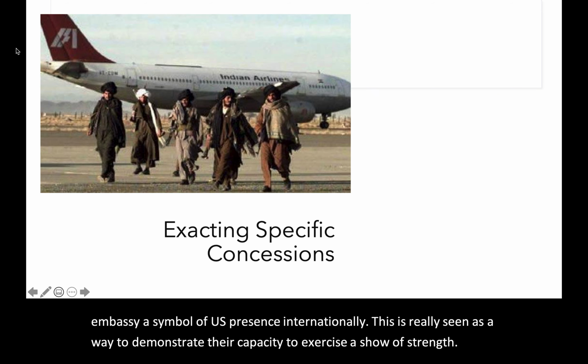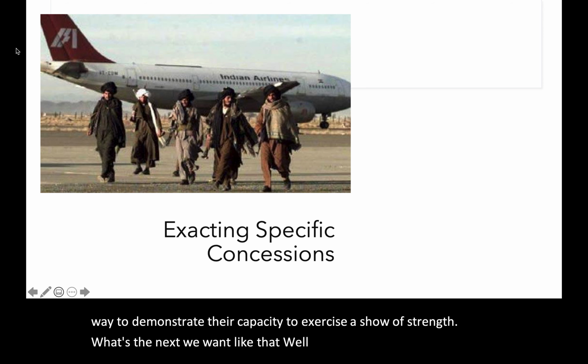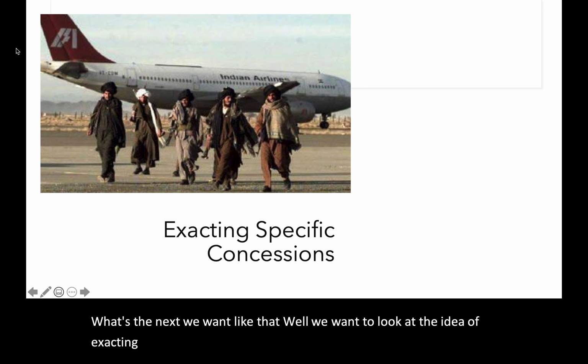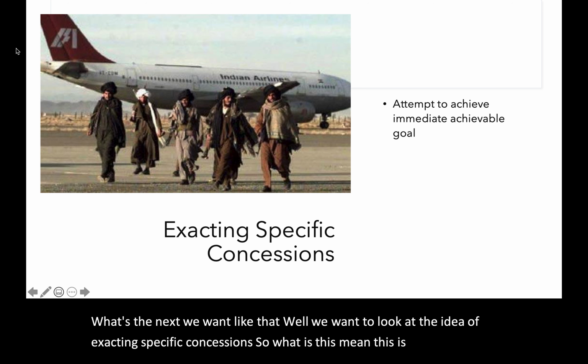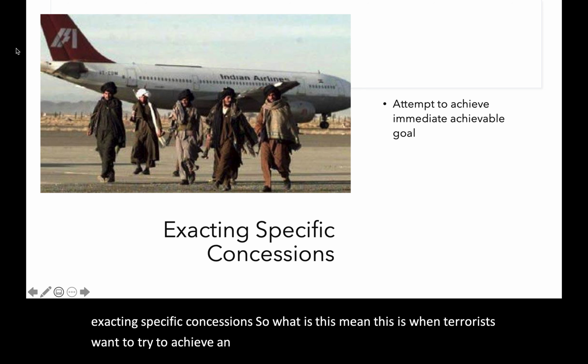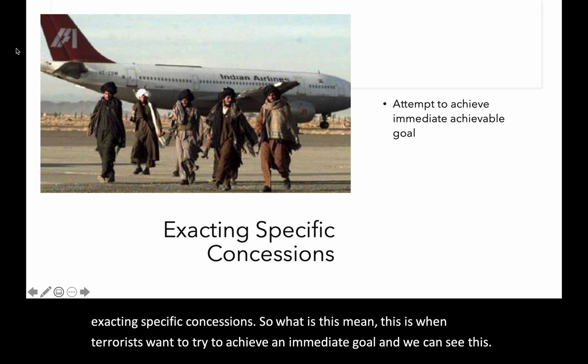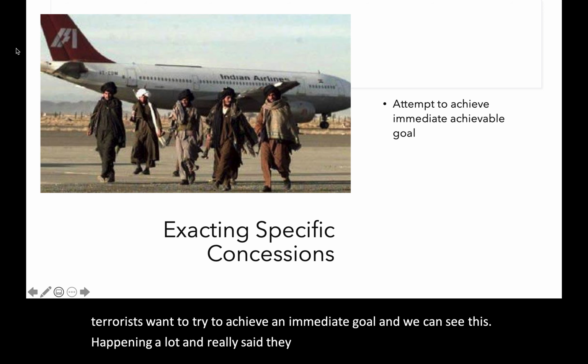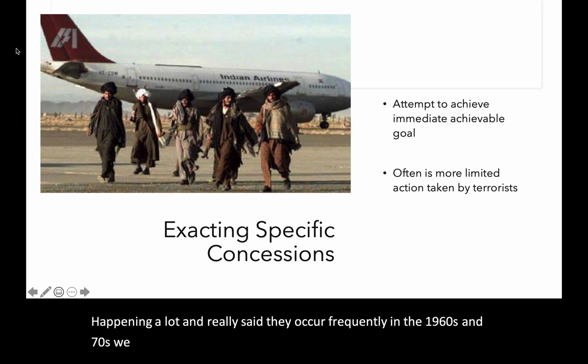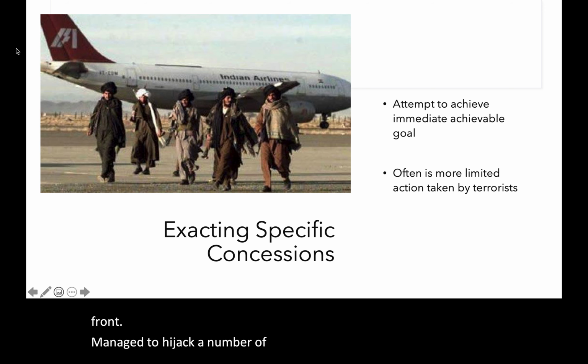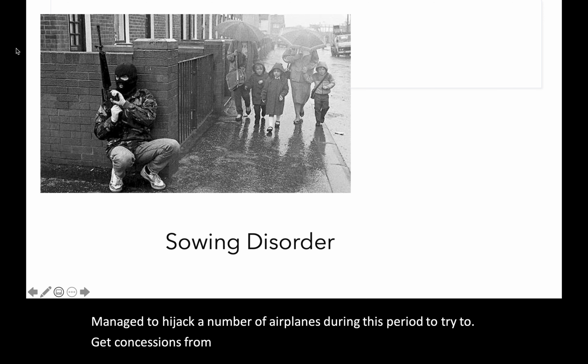So what's the next one we want to look at? Well, we want to look at the idea of exacting specific concessions. So what does this mean? This is when terrorists want to achieve an immediate goal. We can see this happening a lot and it really started to occur frequently in the 1960s and 70s, where we would see hostage taking. The Palestinian Liberation Front managed to hijack a number of airplanes during this period to try to get concessions from the Israeli government. And they actually were able to do so at various points.